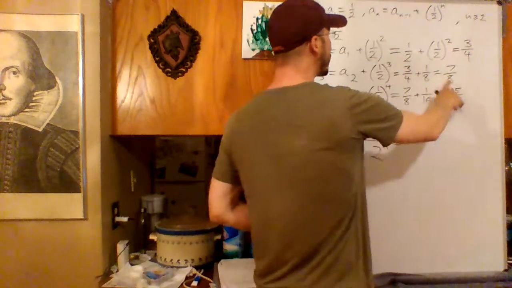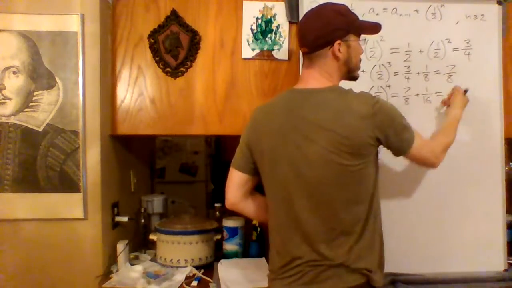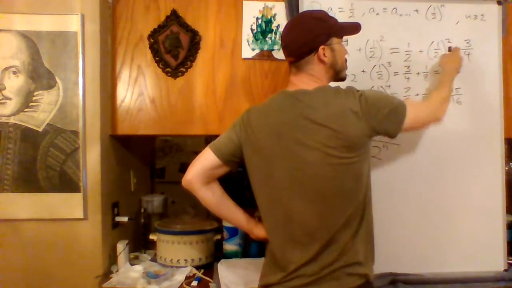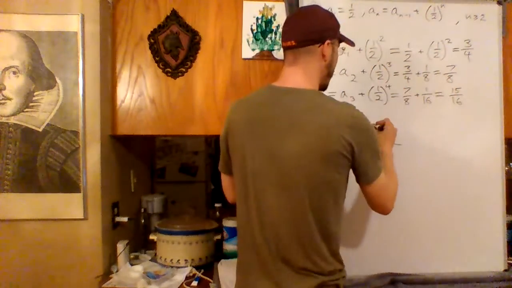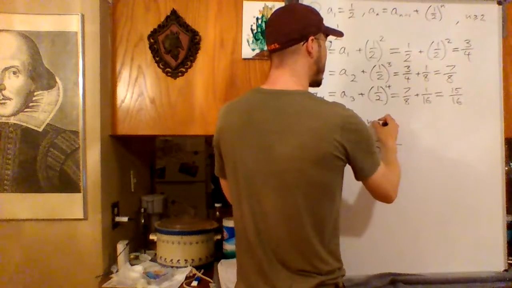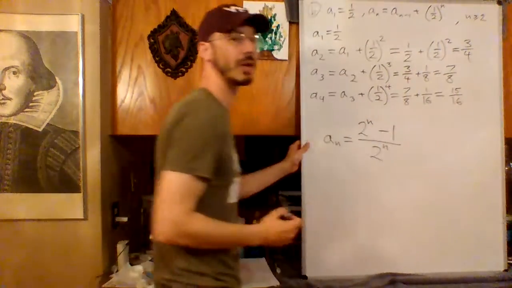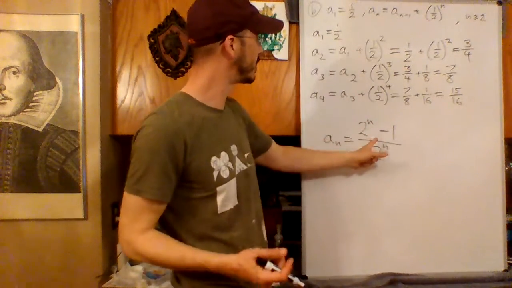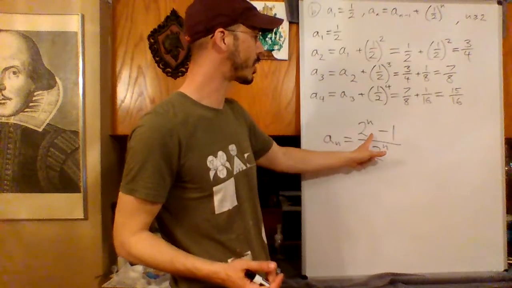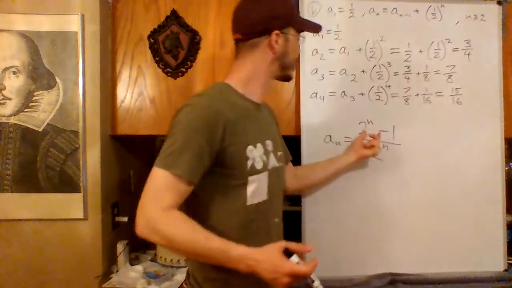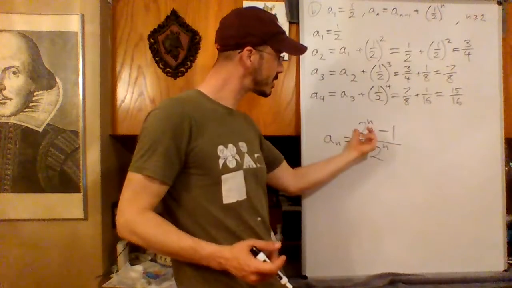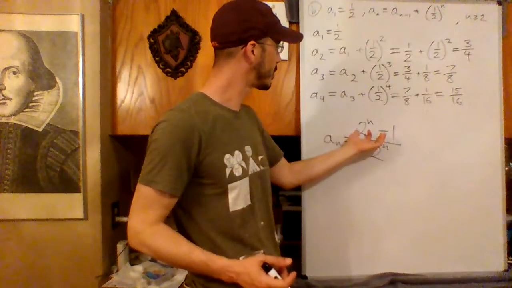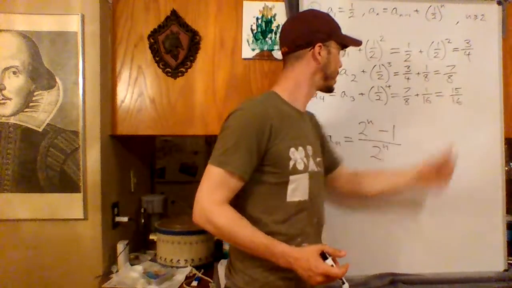And then the numerators are just 1 less than each. So 15 is 1 less than 16, 7 is 1 less than 8, 3 is 1 less than 4, 1 is 1 less than 2. That's 2 to the n minus 1. So 2 to the 1st power is 2 minus 1, 1. 2 squared is 4, minus 1 is 3. 2 to the 3rd is 8, minus 1 is 7. And 2 to the 4th minus 1 is 15.